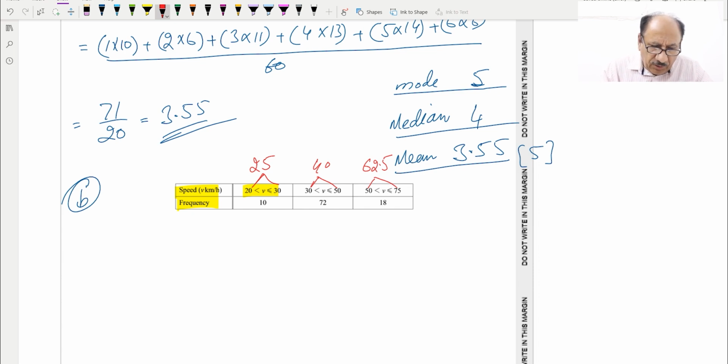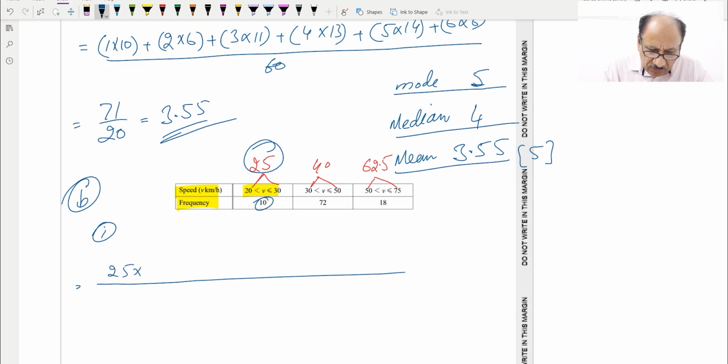Now for part i, what we have to do is calculate an estimate of the mean speed. So for mean speed, we will be multiplying this with this, so it's basically the range of data. So we can write 25 into 10 plus 40 into 72, and plus 62.5 into 18, and divided by the sum of frequencies.